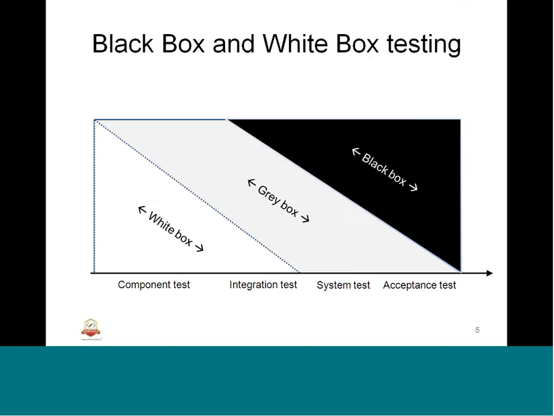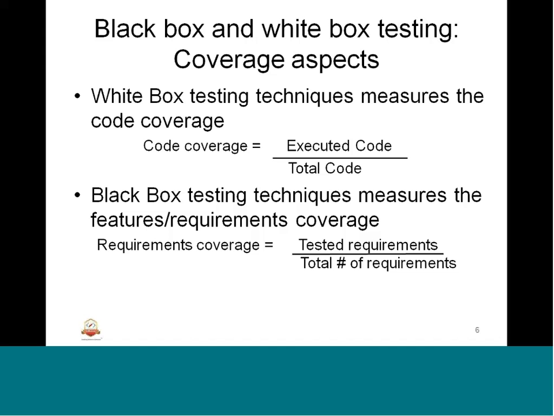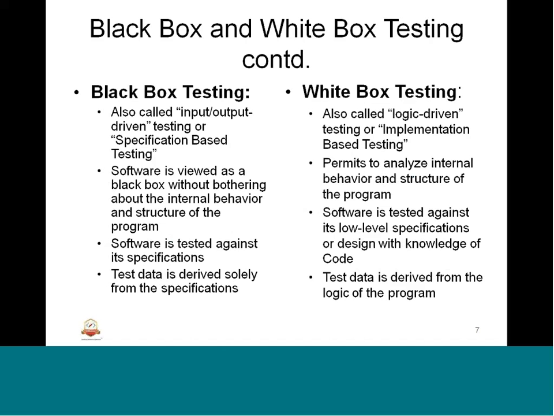And code coverage, we know, is the total amount of executed code that is tested divided by the total code in the system. This is called code coverage, in percentage. Similarly, we have requirements coverage. This talks about the total number of tested requirements versus the total number of requirements, in percentage. Also, we studied the differences between black box testing and white box testing, and their advantages and disadvantages as well.